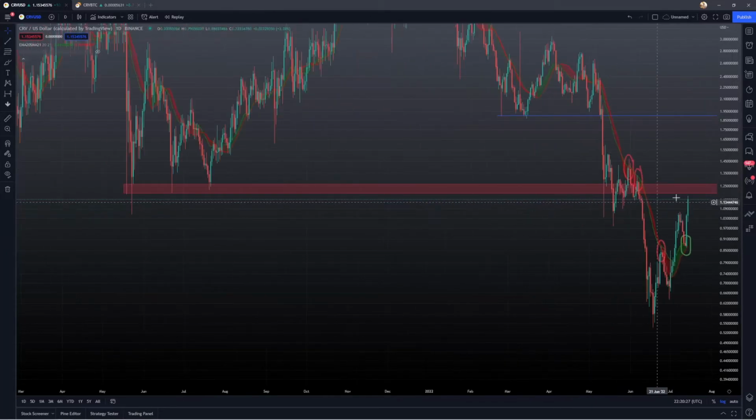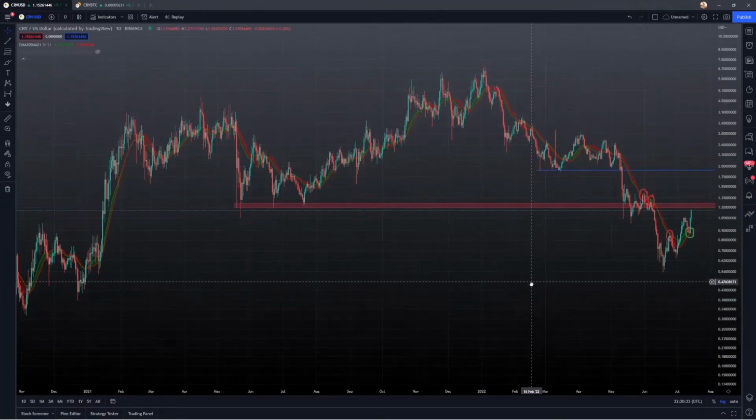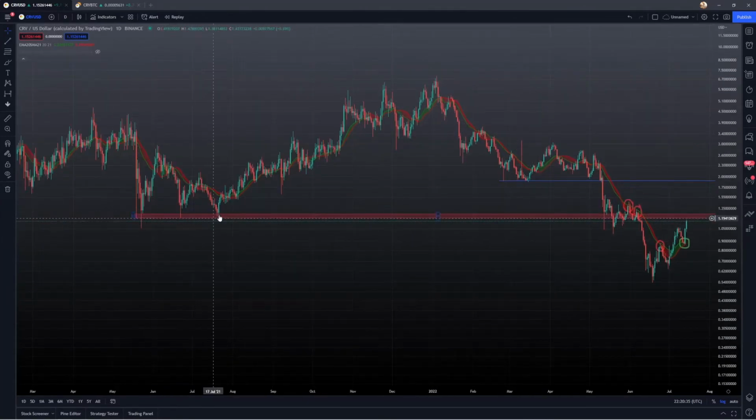If I zoom out here, we have this resistance area to watch out for between $1.20 and $1.26. Now, this was the triple bottom we had back in the summer of 2021. Ultimately, this level held on 3 occasions here in the summer of 2021 as support, and that was the turnaround point in which we went back up to form a new all-time high.